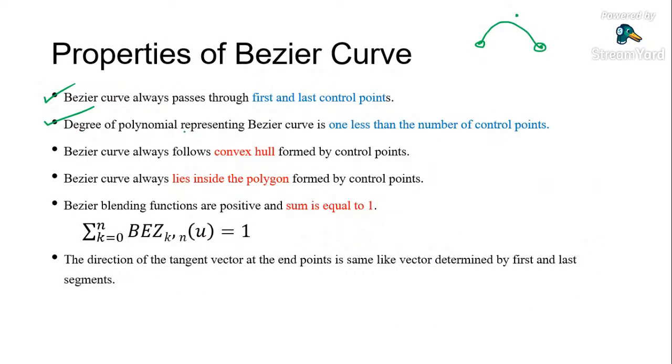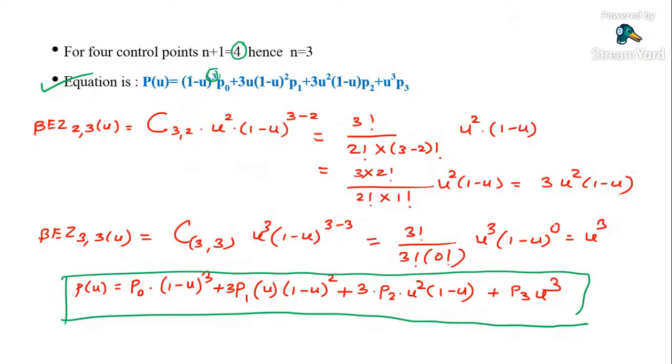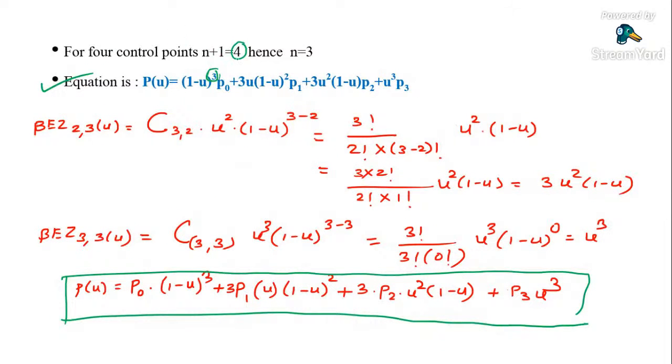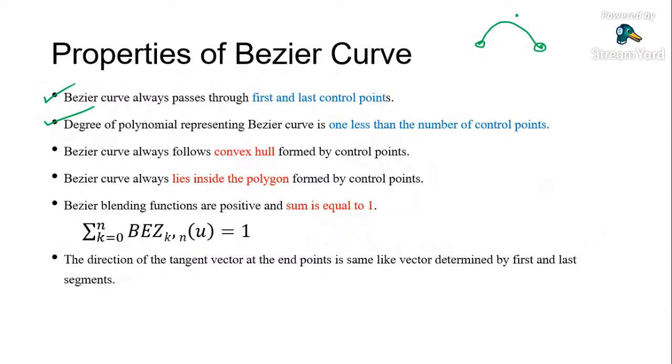So that is nothing but the next property of Bezier curve. The degree of polynomial. This is the polynomial, and this is the highest degree. The degree of polynomial representing Bezier curve is 1 less than the number of control points. If suppose here 4 control points, what is the degree? 3. If suppose 5 control points, the degree will be 4. Maximum degree will be 4 for the polynomial.